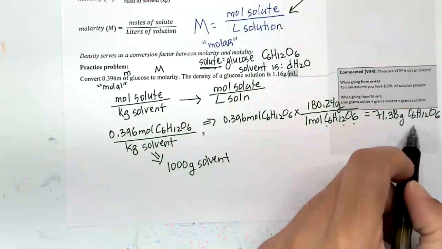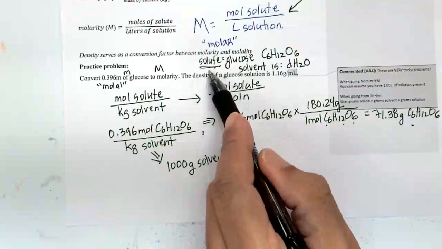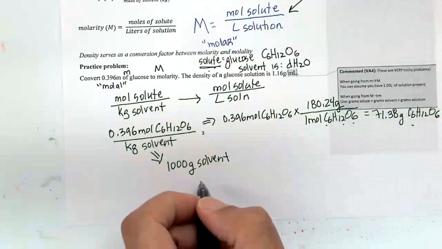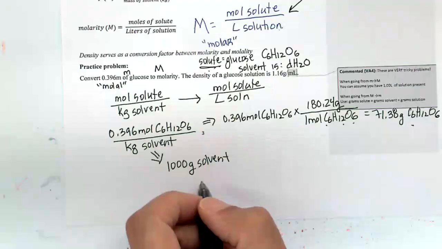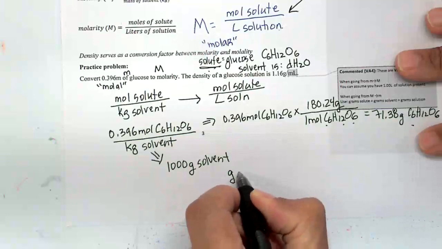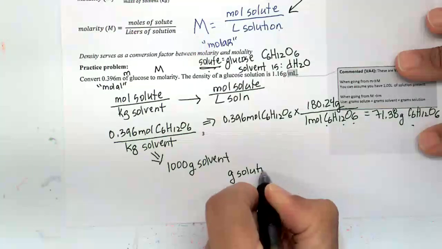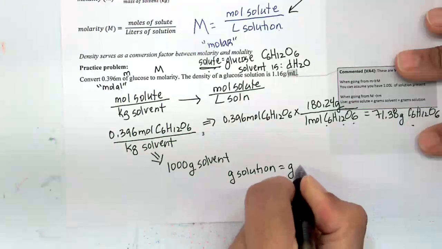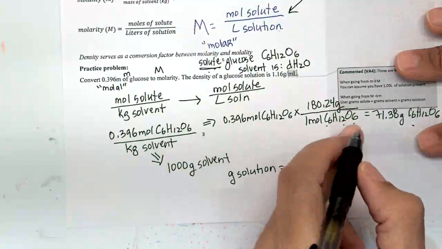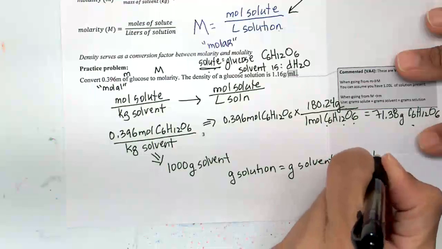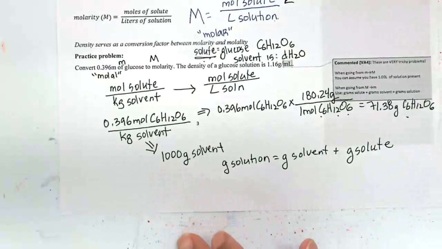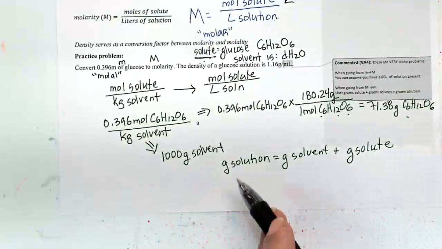So this is grams of glucose. And what is glucose? Solute. Okay, so what do we know about solute and solvent? We know that the grams of solution is equal to grams of solvent plus grams of solute. Hopefully this will make sense.